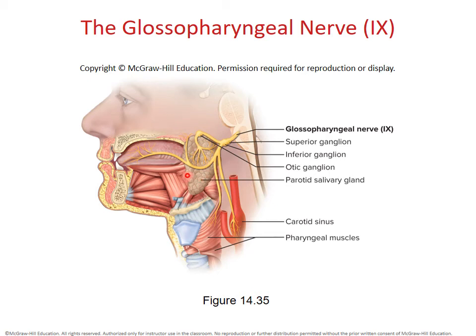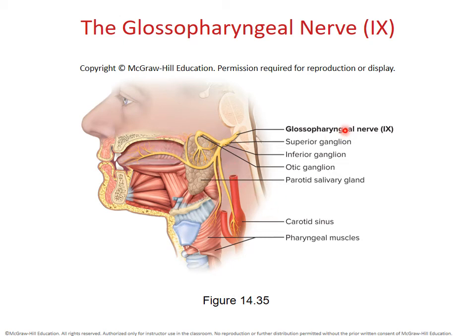Most notably, the glossopharyngeal nerve is that other nerve that is involved in taste. So remember, we said the facial nerve sensed taste on the anterior 2/3 of the tongue. The glossopharyngeal nerve senses taste on the posterior third of the tongue.